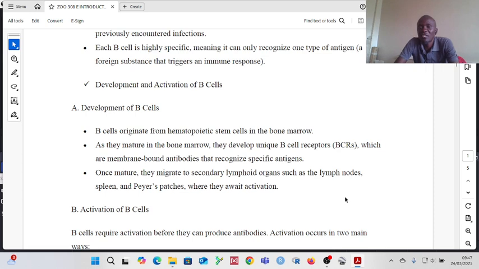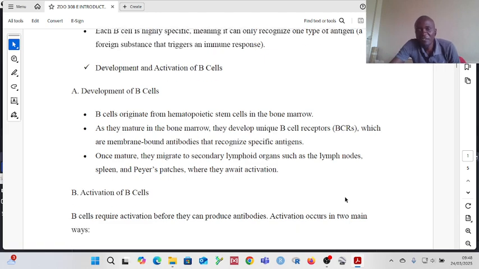Secondary lymphoid organs, I'm sure you saw that in the lymphatic system topic when we looked at that. Secondary lymphoid organs include the lymph nodes and the spleen. So in these secondary lymphoid organs, the mature B cells migrate there and await activation. So they originate in the bone marrow, they mature in the bone marrow, but then they migrate to the secondary lymphoid organs where they now await to be activated.